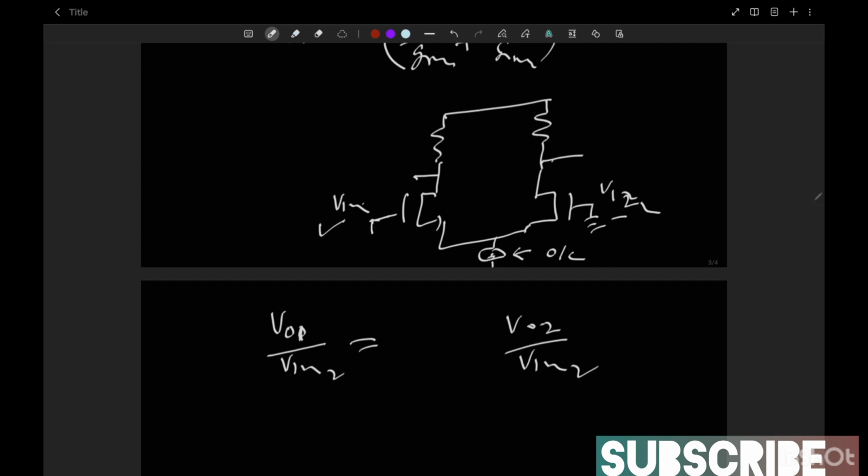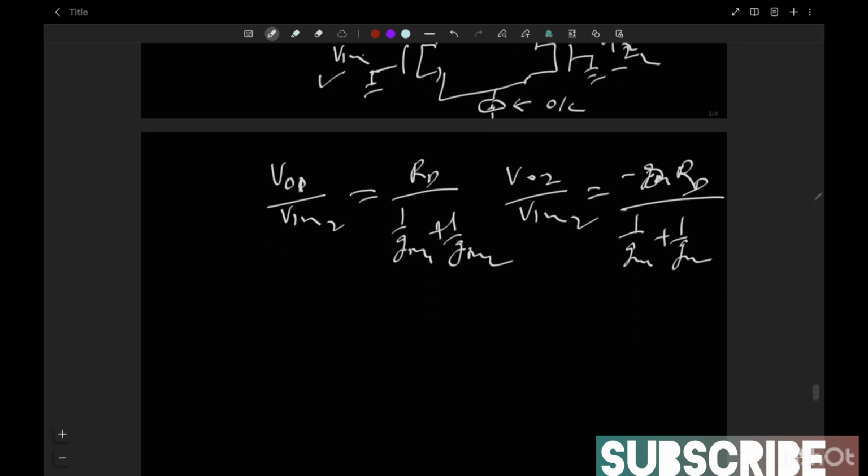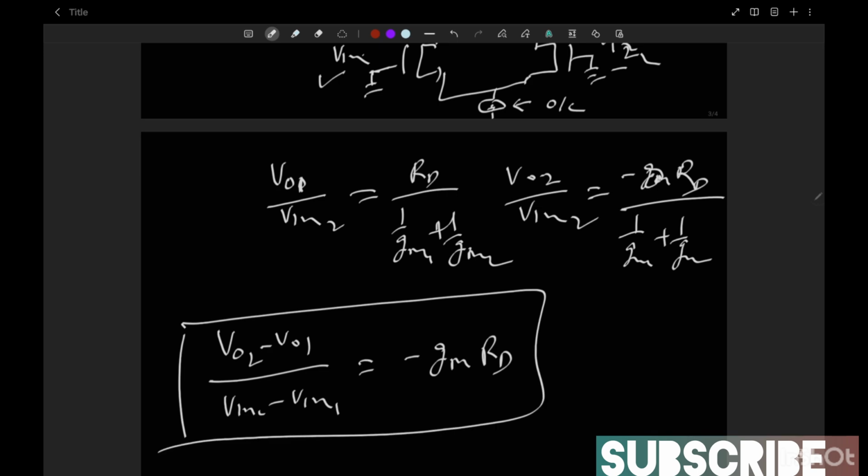If Vn2 is applied here, and ground is here, this will come minus RD upon 1 by gm1 plus 1 by gm2, and this will come from the same methodology. This will come RD upon 1 by gm1 plus 1 by gm2. Now what you can do, you can simply do Vo2 minus Vo1 upon Vn1 minus Vn2. If we put the values here, it will come minus gm into RD. That is how we calculate the differential mode gain of a differential amplifier.